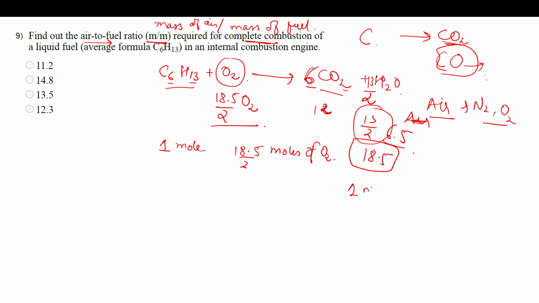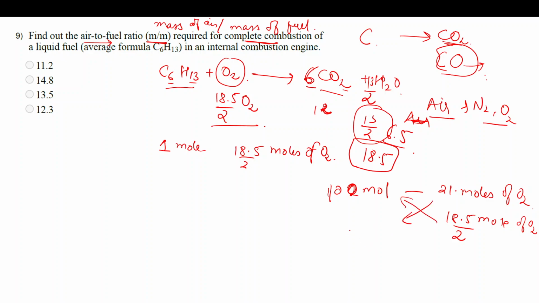So 100 moles of air has 21 moles of O2. Now for our reaction to happen, 18.5 by 2 moles of oxygen are required for complete combustion. So how many moles of air will you supply? You can cross multiply this. Let's say this is x. So x equals 18.5 by 2 into 100 divided by 21.